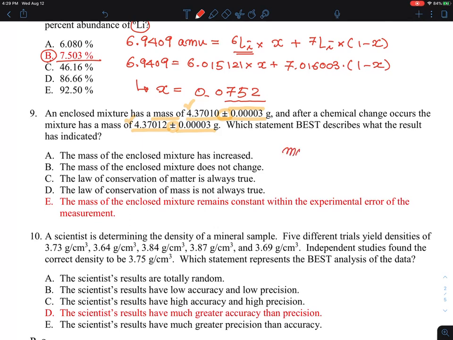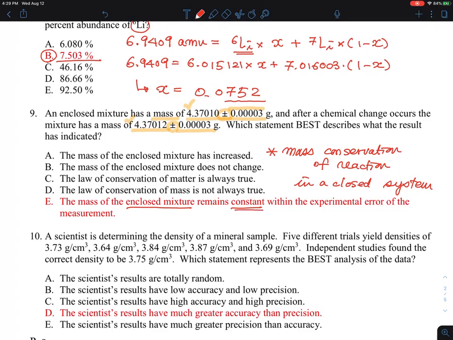So it's a mass conservation of reaction in a closed system. So okay, if your reactor is closed, then no atom disappears while leaving, so they will essentially maintain the same mass. So the mass in an enclosed mixture, which is a closed system, is constant. So mass conservation, and the E is the answer.